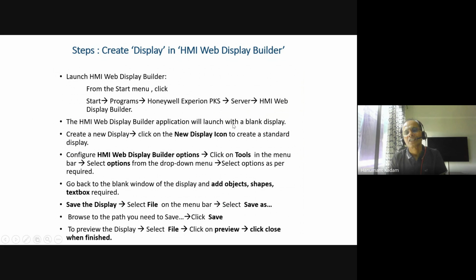The application will launch with a blank display. Once you click on this, it will show a blank display. Then create a new display. Click on the new display icon to create the standard displays. So you'll get standard display icons or pictures. Then configure HMI Web Display Builder options. Under this, click on Tools in the menu bar and select the option from the drop down menu, as per requirement.